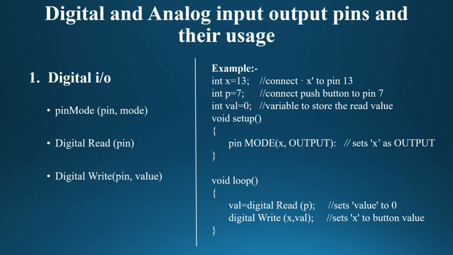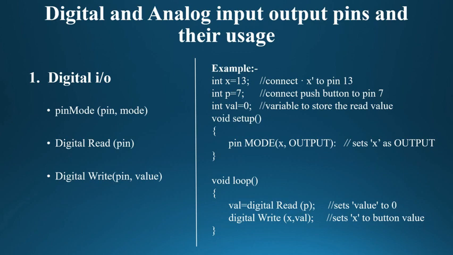Let's look into an example. In this, int x equals 13. It means the x variable represents pin number 13. Then int p equals 7. In this, p represents the push button and it is set to pin number 7. Next one is value equals 0. It is a variable to store the value read by the system.